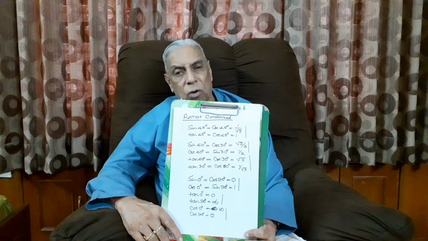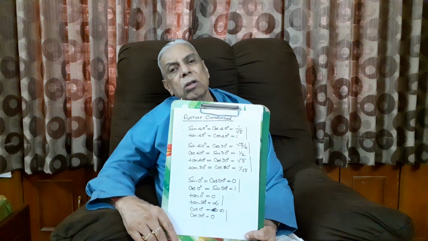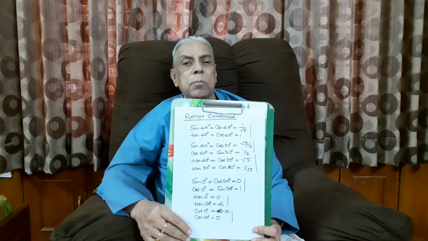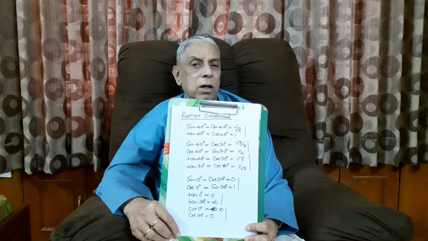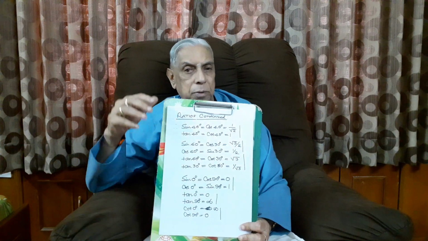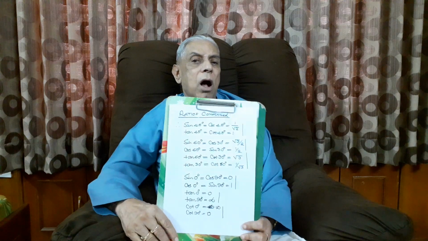Sin 90 is 1, cos 90 is 0. Sin 0 is 0, cos 0 is 1. And then what does tan 90 come to? Infinity, and you must know that tan 0 is 0. So you must keep all this on your tongue. Before you get into that, write down all those things. Be ready to work out all the problems.